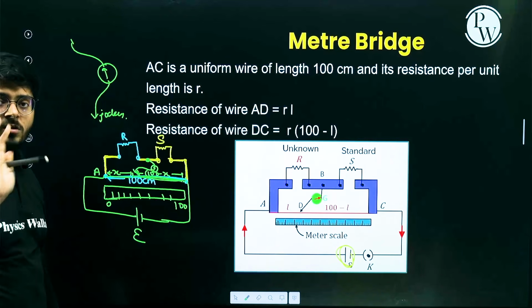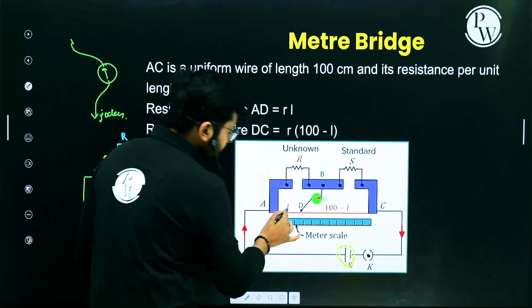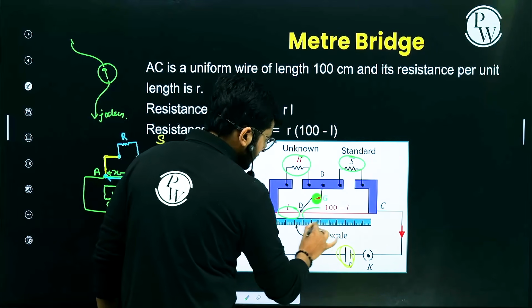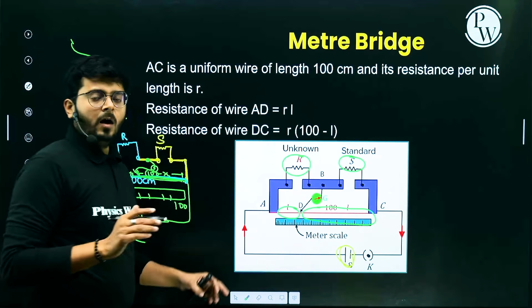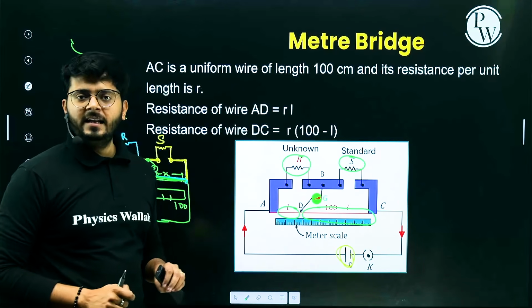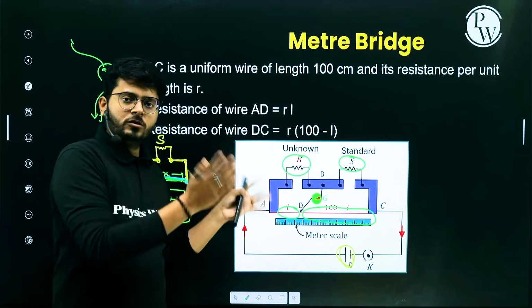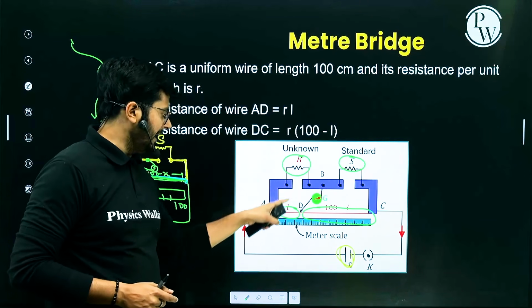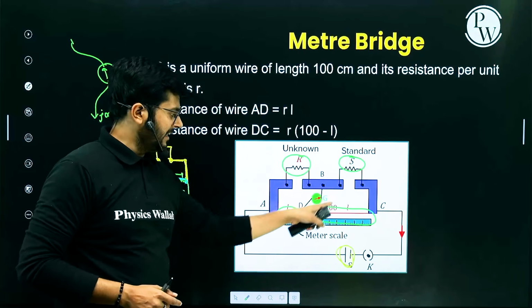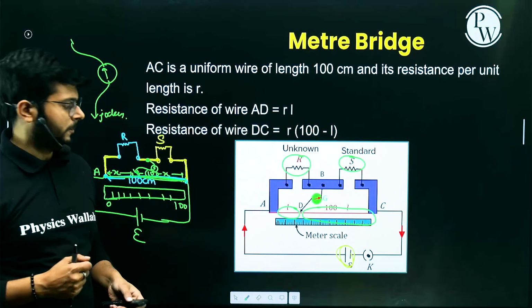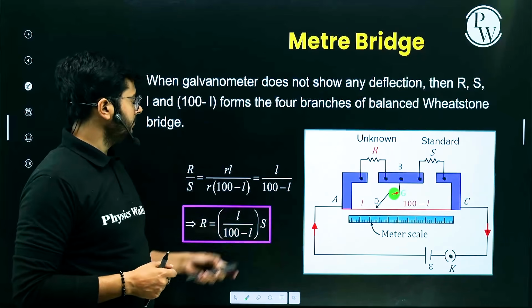Now you have four resistors in front of you. Why? This part, this part, this part, and the second part of the wire. Now, since the galvanometer is not showing any deflection, that means the galvanometer is balanced and this Wheatstone structure is balanced. So R and S, and the resistance of this wire, have to be in the same ratio. So, let us do that.